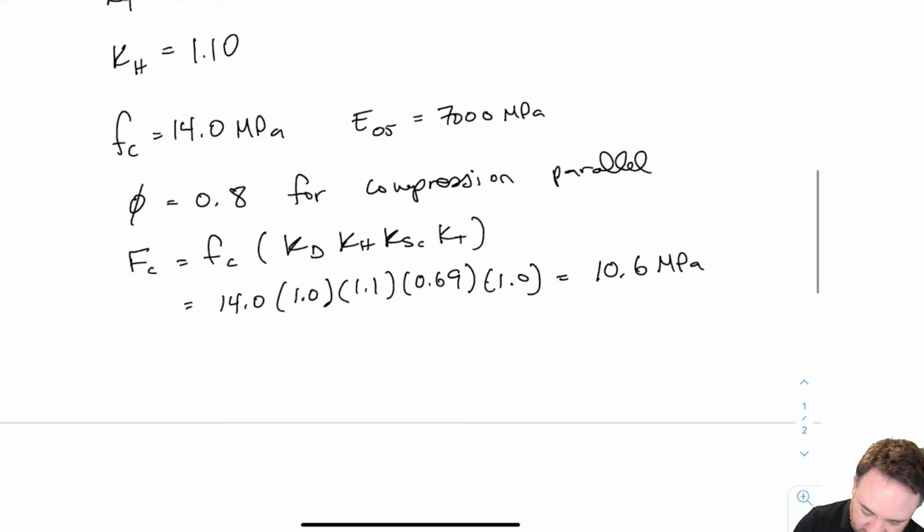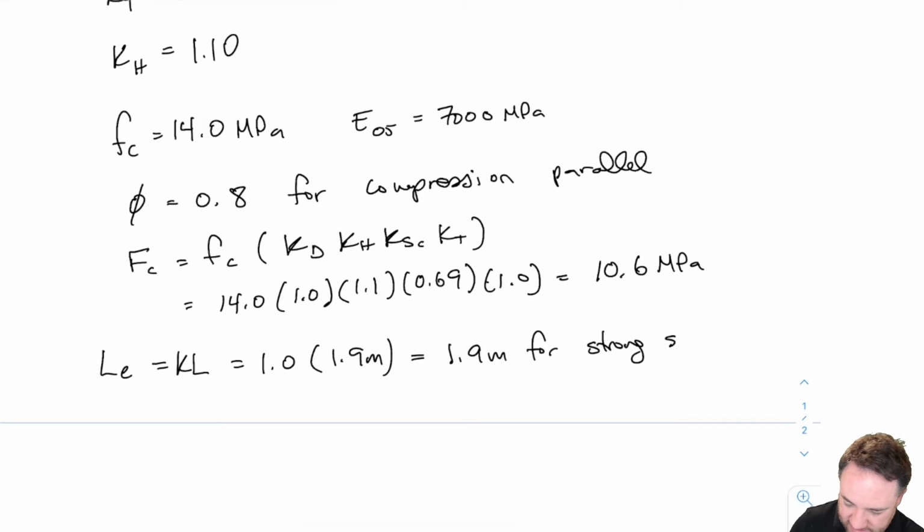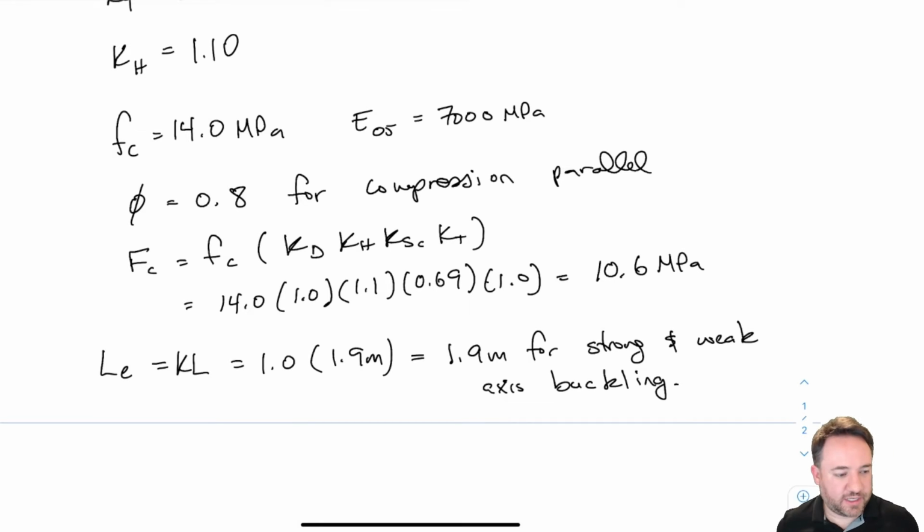So we might as well write that down too. So L_E equals L times K_L, right? Which in this case is 1.0 times our total L, which is 1.9 meters. So equals 1.9 meters for strong and weak axis buckling, sorry. So this situation is considerably more simple than the previous example that we did for glulam, where we had different effective lengths for buckling for each direction.